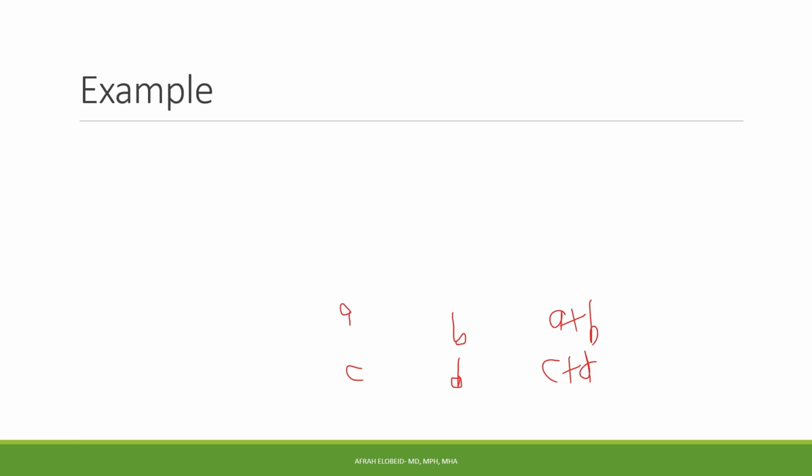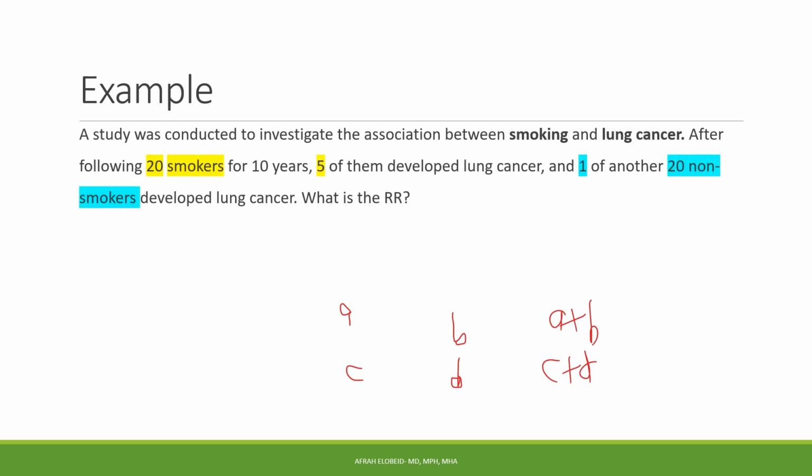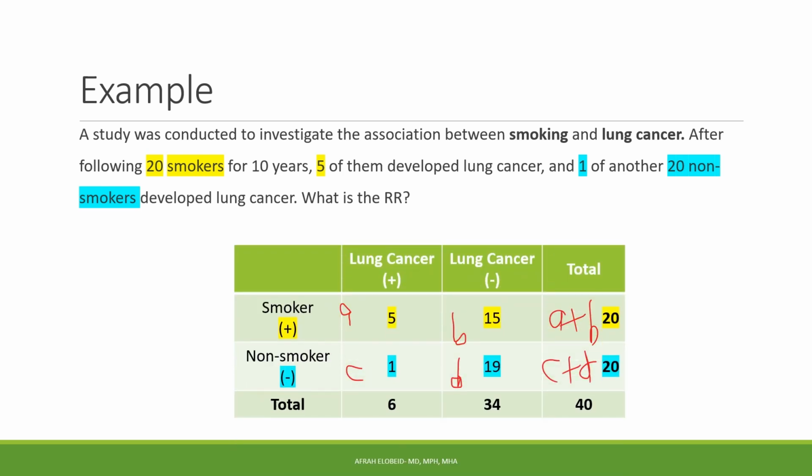Maybe an example will make it more clear. In this example, a study was conducted to investigate the association between smoking and lung cancer. After following 20 smokers for 10 years, 5 of them developed lung cancer, and one of another 20 non-smokers developed lung cancer. What is the relative risk? This is the way you will get the question, and what you need is to focus and fill in the 2 by 2 table. The first information that we have here is that the total number of smokers is 20.